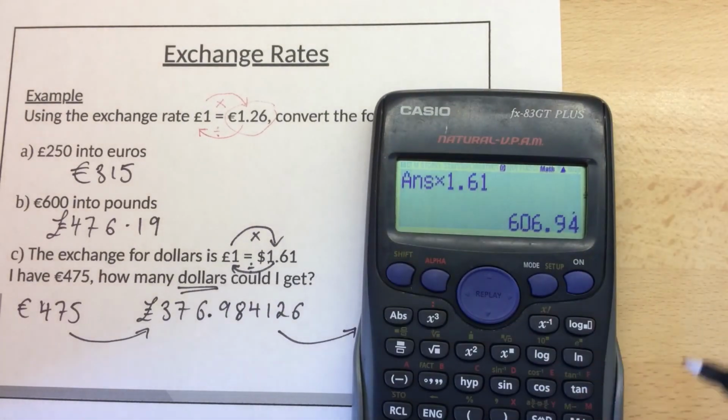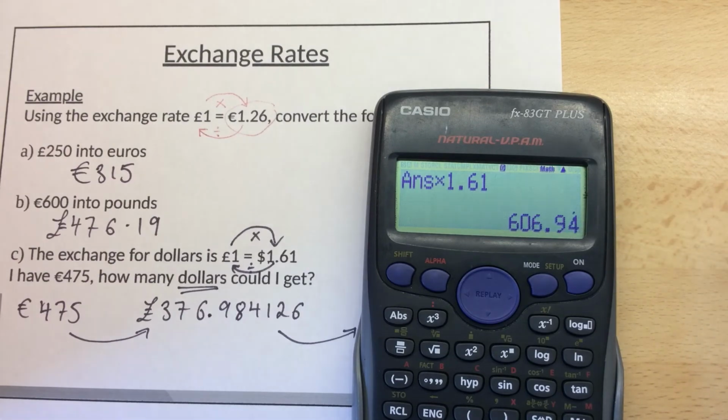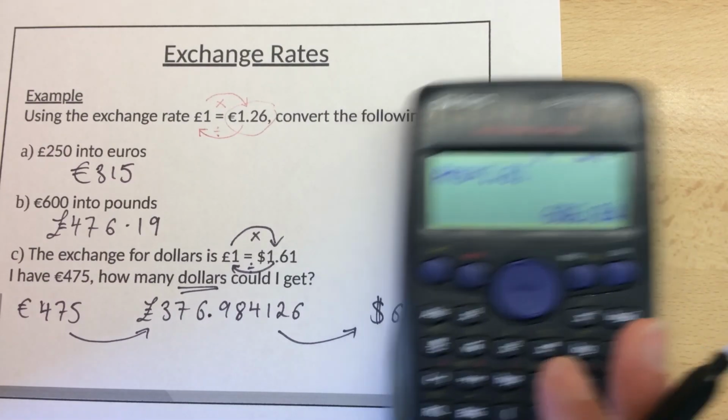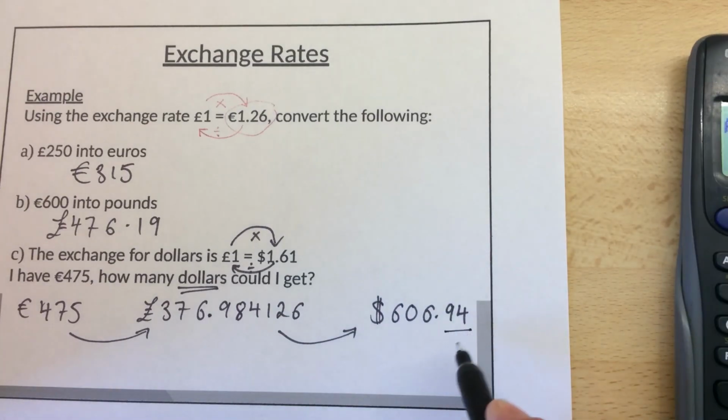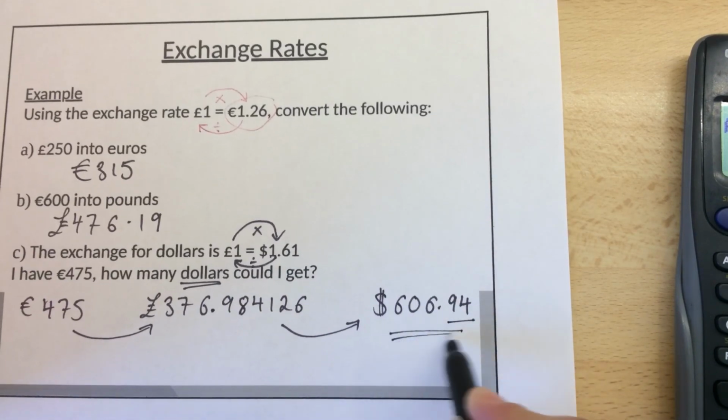Be careful, it's 0.4 recurring. If I round 0.4444, it's going to round to 0.94. Okay, so we're going to keep it as 0.94 as the nearest cent. Okay, check the question. How many dollars could I get? That's my final answer, $606.94.